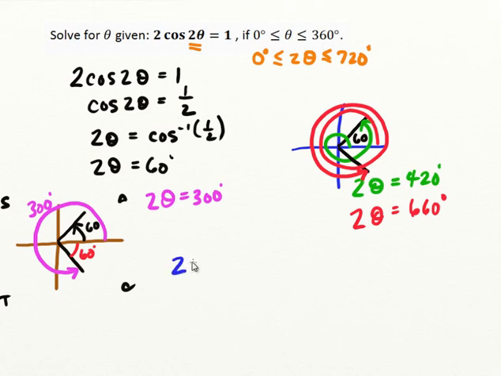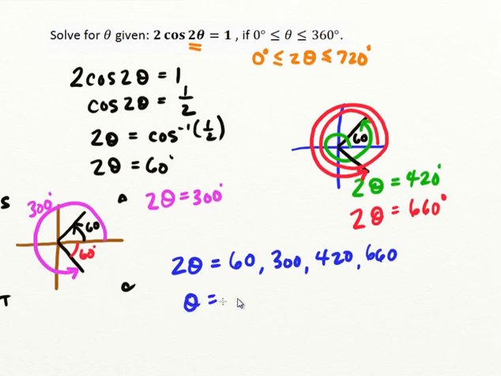So let's just summarize those answers that we have. We had 2 theta equal to 60, 300, 420, and 660. And that means that theta equals 30, 150, 210, and 330. There are 4 possible values for those degree measures. And I'll just put in little degree symbols so we don't lose technical marks.